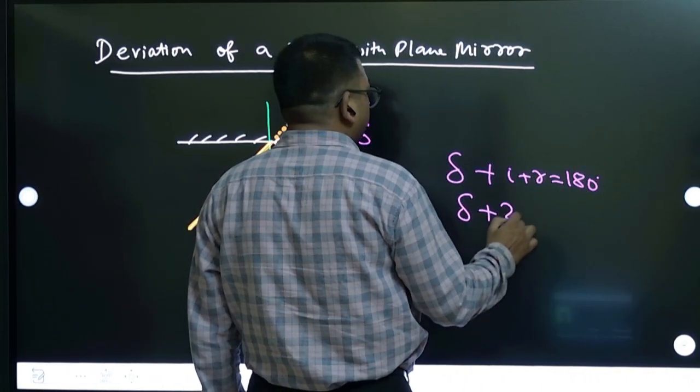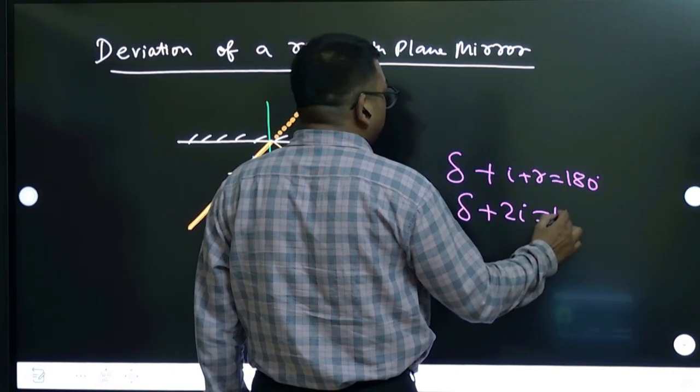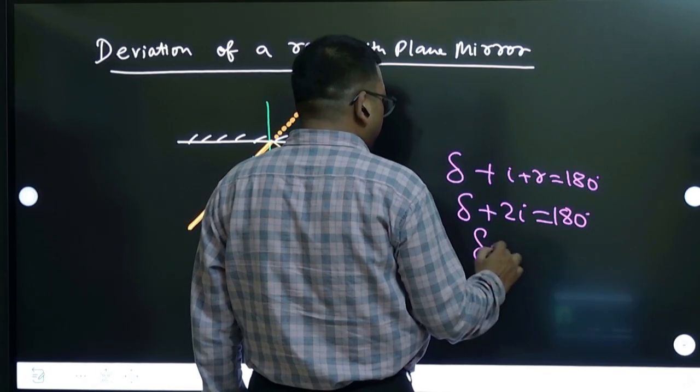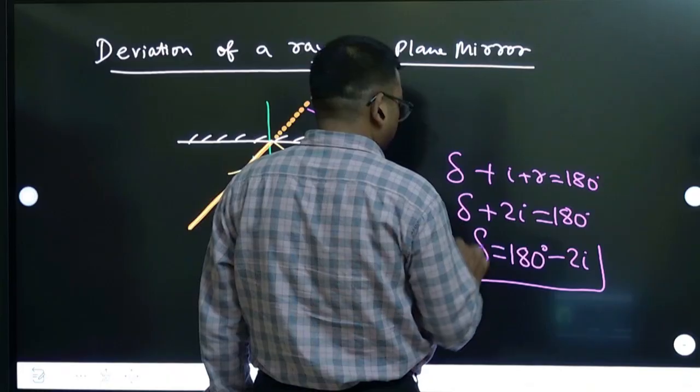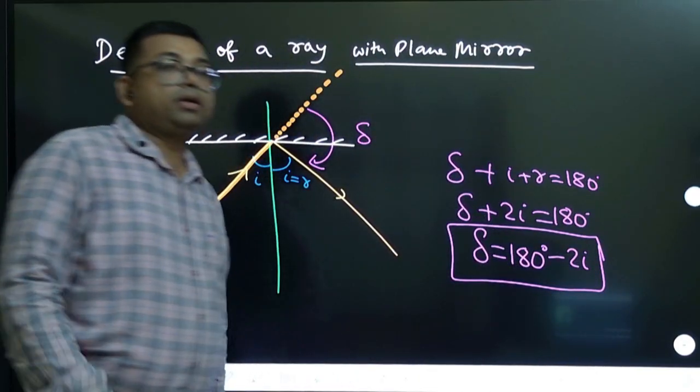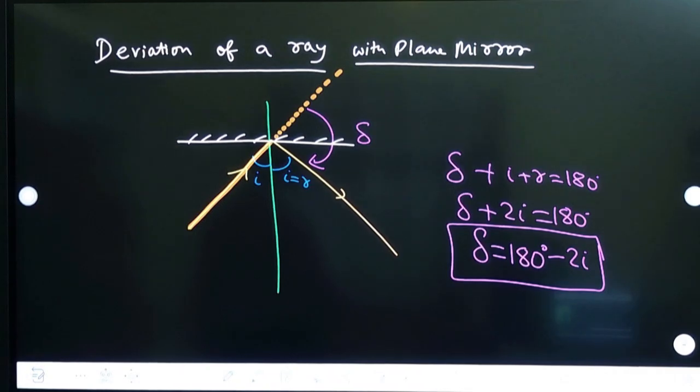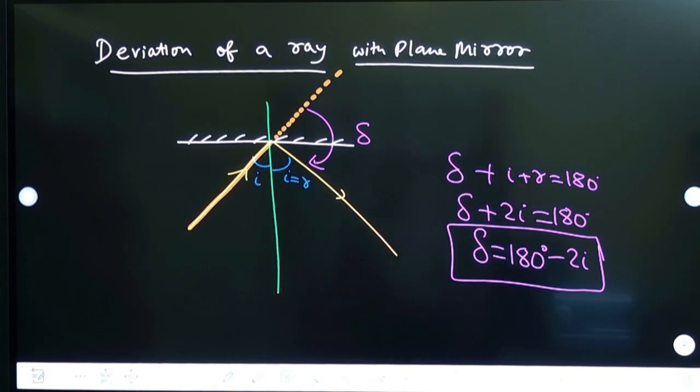So deviation plus 2I equals 180 degrees, because I and R are equal. So the deviation formula is 180 degrees minus 2I. Okay, this is the formula for deviation of a ray. Next.